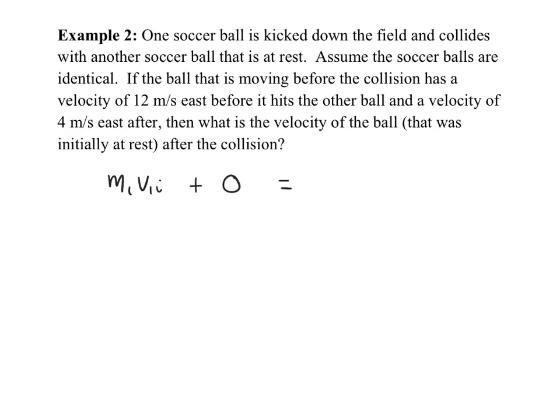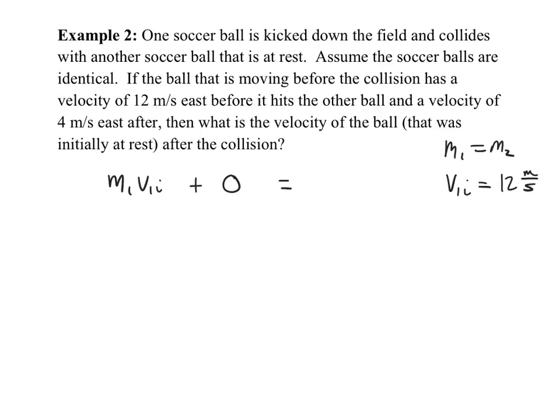But at this point, we've done one problem. Let's look at the second and say, it doesn't make sense to even write anything because the second object isn't moving to start. It says, assume the soccer balls are identical. So on the top right, let's write, okay, M1 equals M2. If the ball that's moving before the collision has a velocity of 12 meters per second east before it hits the other ball, that's this right here, 12 meters per second east.